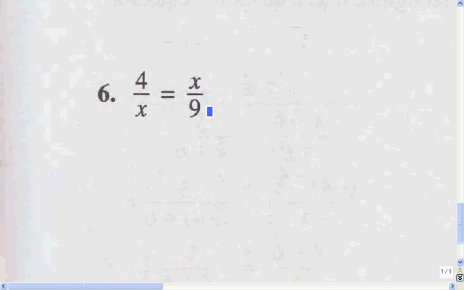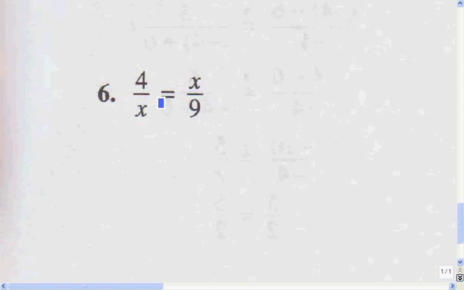Okay. Fractions again, no problem. You have a fraction on this side and a fraction on this side. Whenever you have a fraction on both sides, all you got to do is cross multiply. That's going to be your first step in solving the equation. So let's cross multiply. X times x is x squared, because when you're multiplying variables, you add the exponents. So x times x, we're going to add the exponents. 1 plus 1 is 2, so that's how I get x squared. And then 4 times 9 is 36.